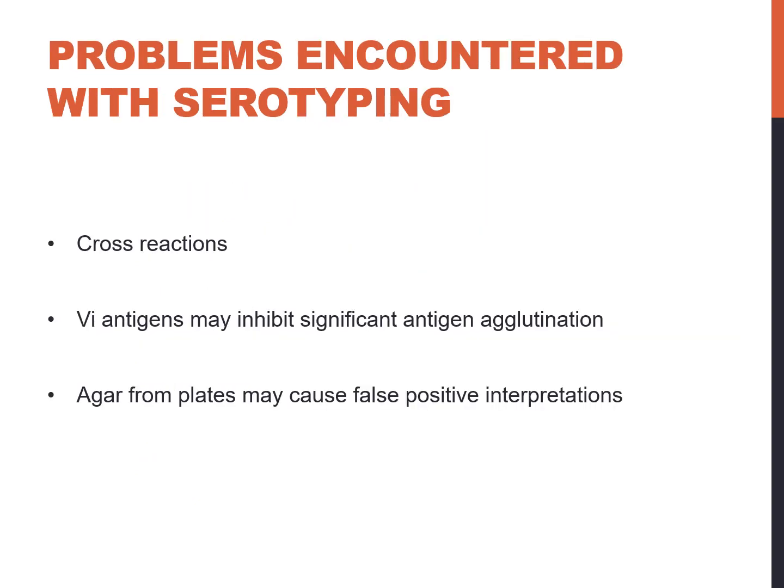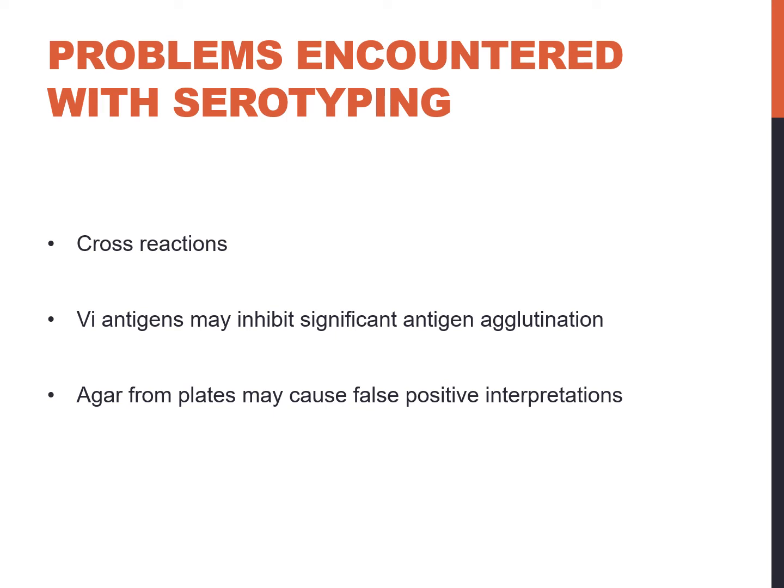Anytime you go to serotype a Salmonella or Shigella or anything like Campylobacter or even E. coli O157:H7, you could encounter some problems. One such problem is cross reactions with other organisms in close proximity to the organism being tested. This is why we want to make sure we use a pure culture.